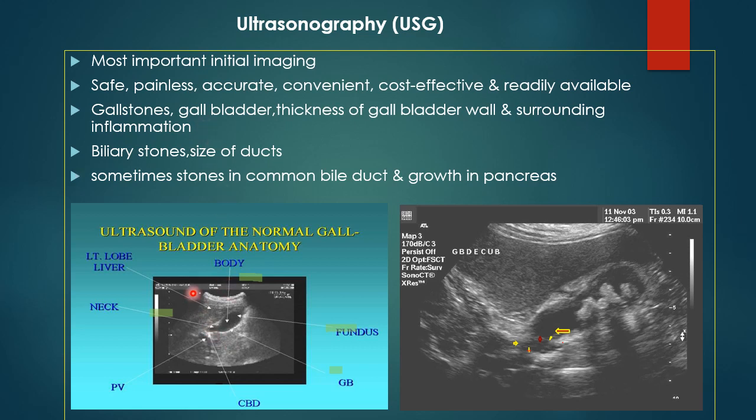This is an ultrasound picture, a normal gallbladder. You see the gallbladder here, pear shaped, the neck and the fundus. There's no opacity within the gallbladder. The gallbladder wall is not thickened and you can see it's smooth.